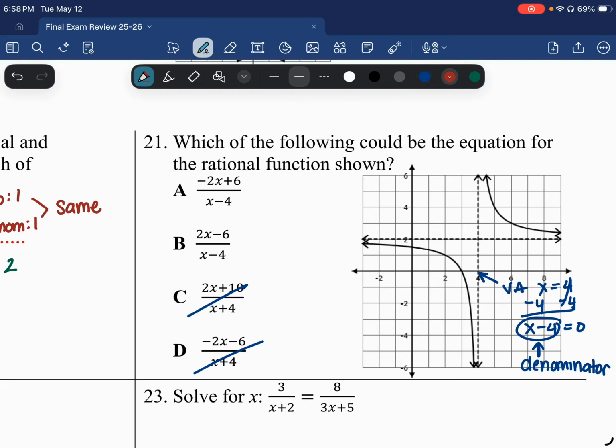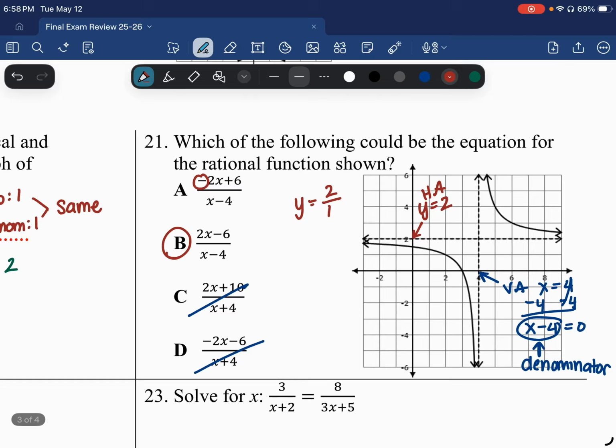Then we're going to look at the horizontal asymptote. And so we see that the horizontal asymptote is at y equals 2. So that means we must have a 2 on the top and a 1 on the bottom. This would be negative, this would be positive. So B is our correct answer.